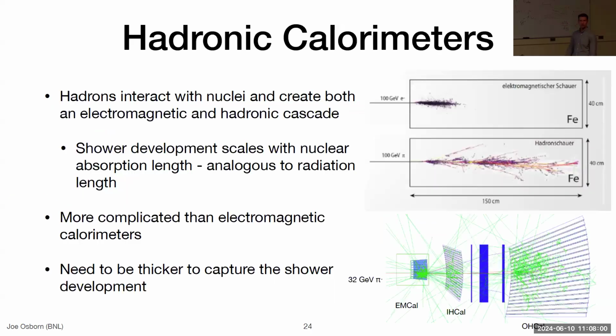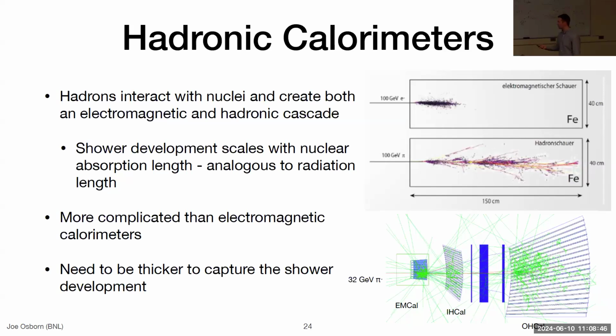Okay, let's go to hadronic calorimeters now. Hadronic calorimeters are a little more complicated because hadrons interact with nuclei and create both an electromagnetic and hadronic cascade. So a hadron might interact with some nucleus and produce some hadrons, but it might also produce some pi zeros, which very quickly decay into 2 photons. And if you create photons, then those photons, if they're high enough energy, will pair produce, creating e plus e minus pairs that will have bremsstrahlung and so on and so forth. So hadronic showers are more complicated because they have both a hadronic and an electromagnetic component.